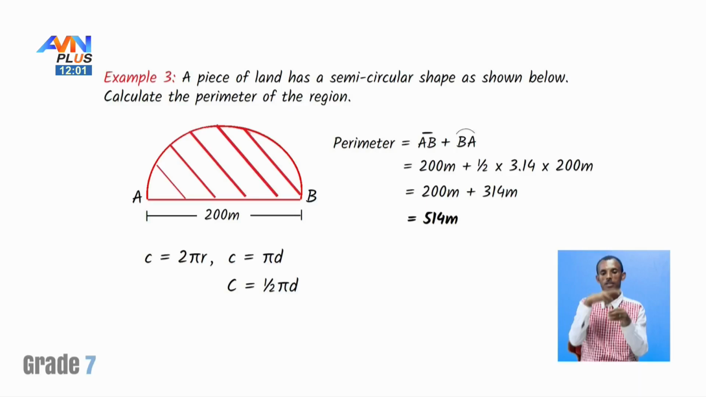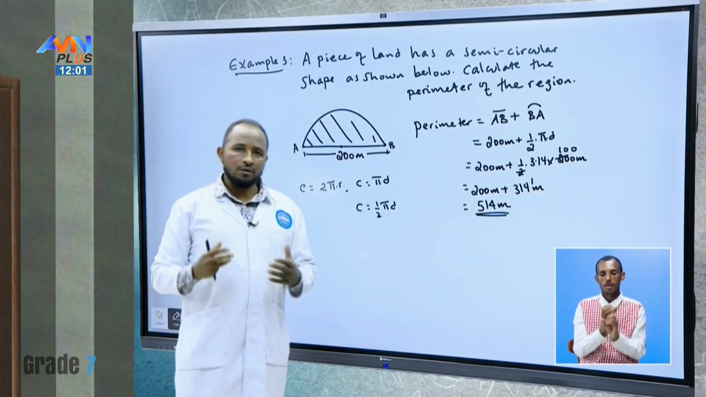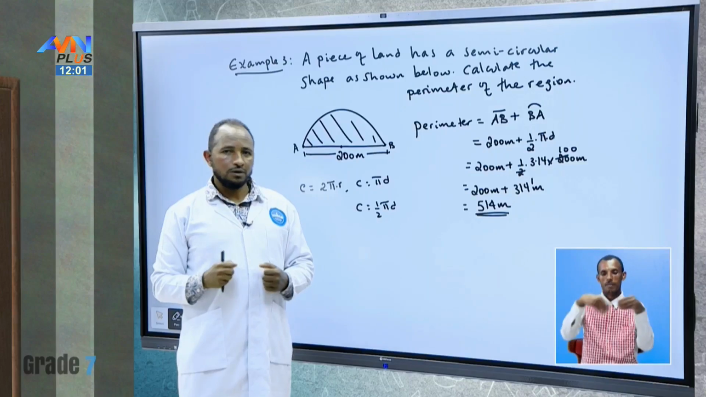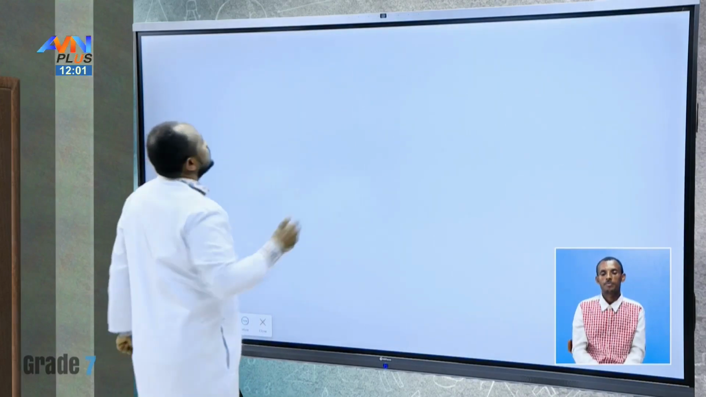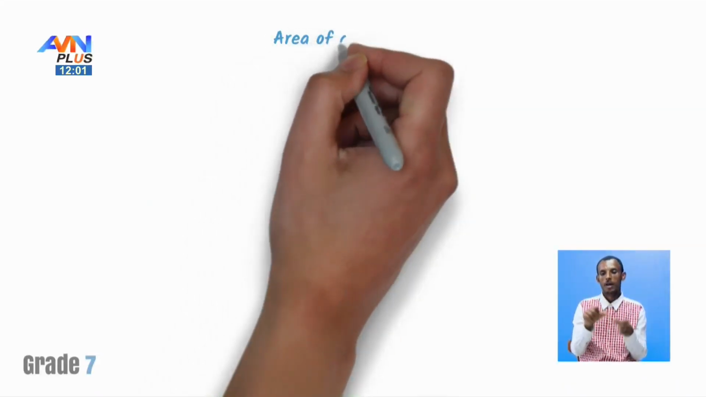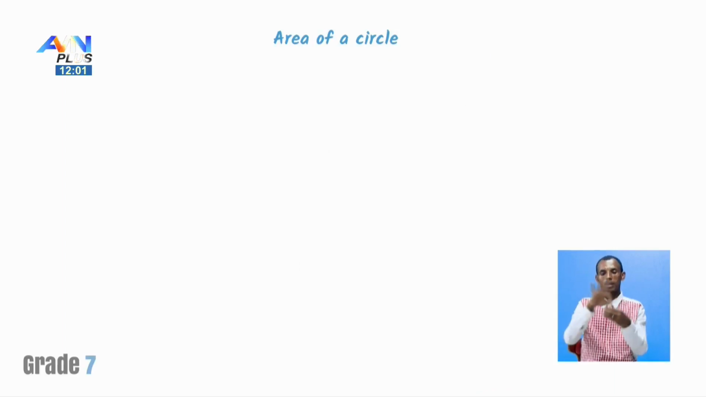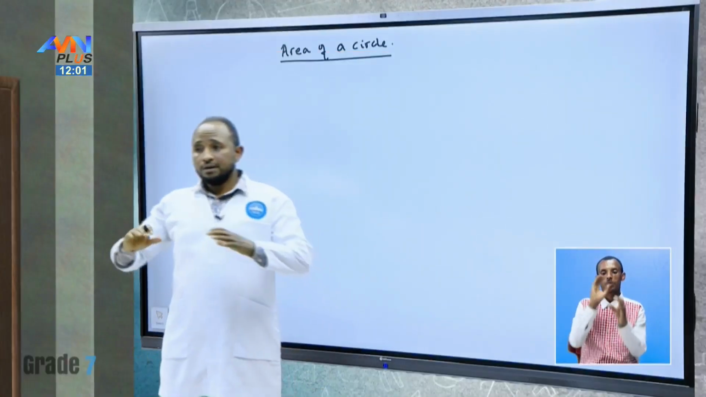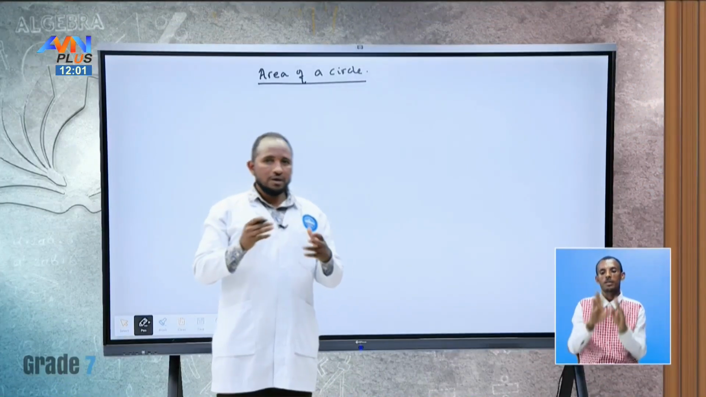So now we can proceed to how to calculate the area of a given circle. So let's proceed to that. Area of a circle. Okay. To calculate the area of a circle, let's just try the following activity.